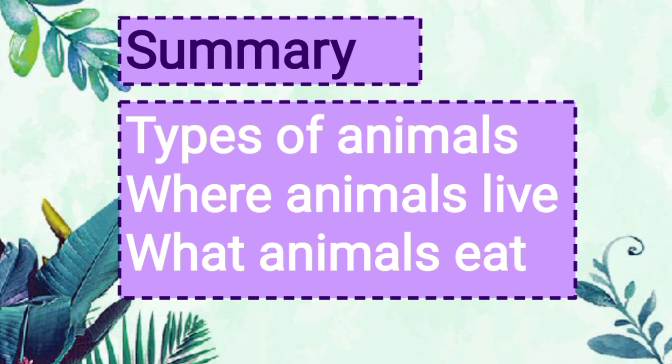Then animals can also be grouped according to the place they live in. They may be terrestrial, aquatic, amphibian, arboreal and aerial. Then animals can also be grouped as herbivorous, carnivorous, omnivorous, scavengers or parasites depending on their feeding habits.